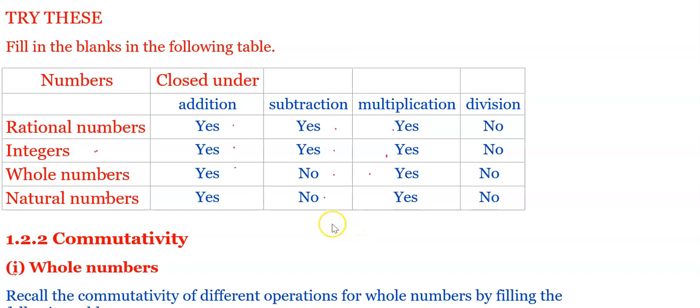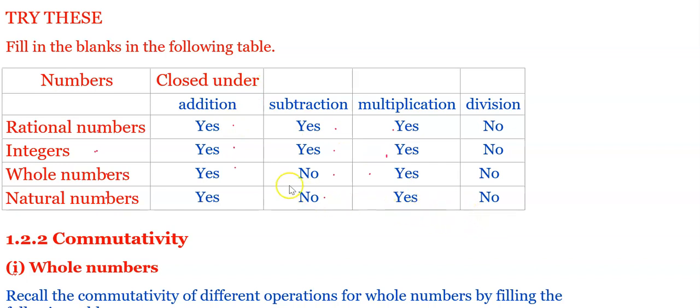What about division? Now, division is not closed for all these numbers. Rational numbers are not closed under division. Integers are not closed under division. Whole numbers are not closed under division, and natural numbers are also not closed under division.